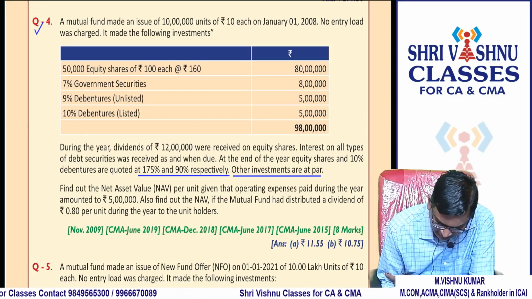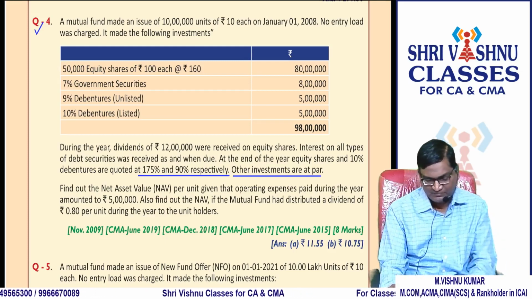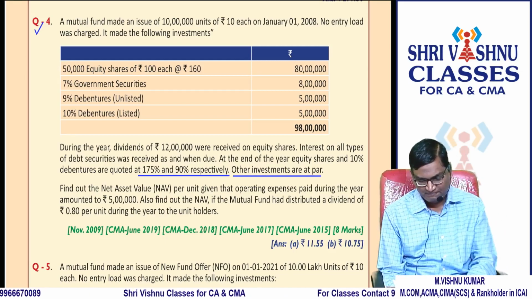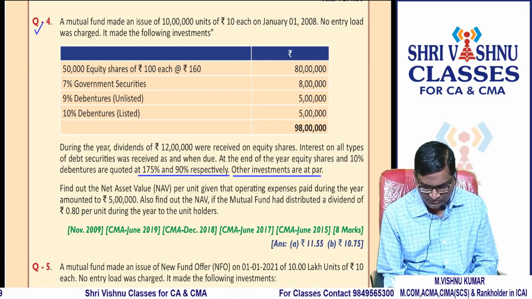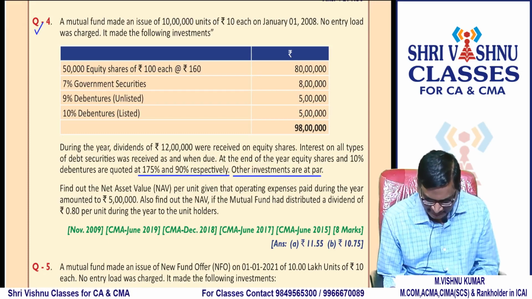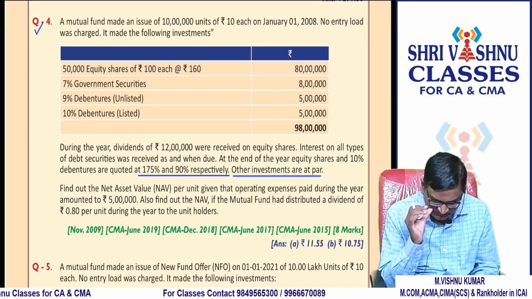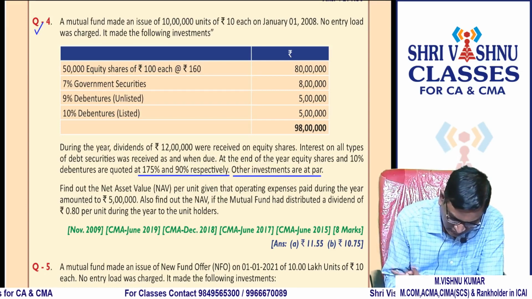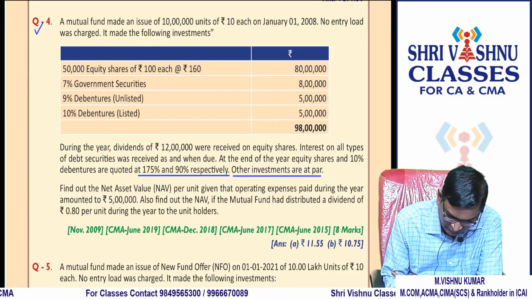So here two NAVs we have to calculate. One is without dividend, another is with dividend. So if there is no dividend declared and distributed, what is the NAV? If there is a dividend distributed, then what will be the NAV? Okay, right, sir. So first we have to calculate the market value of portfolio.